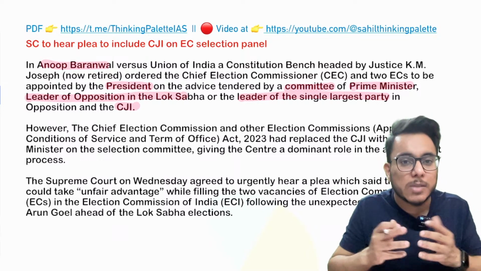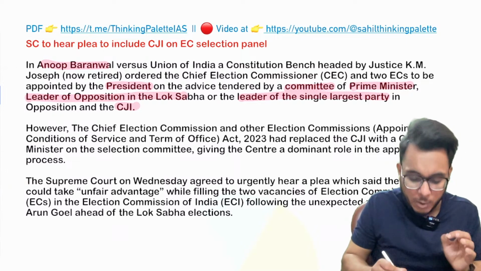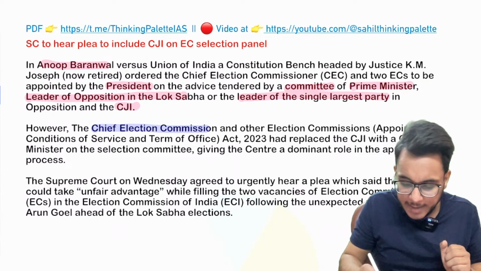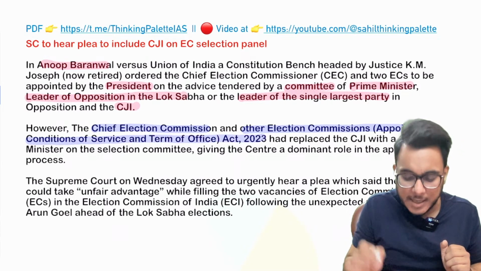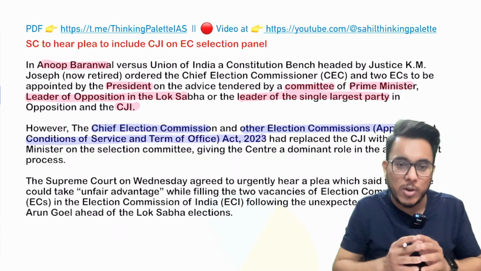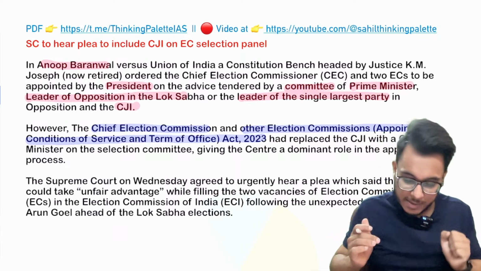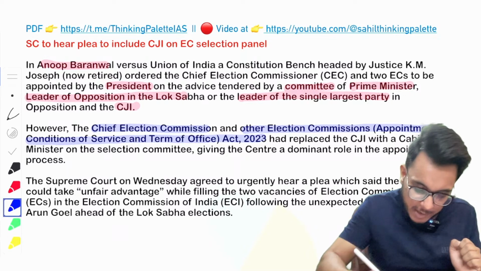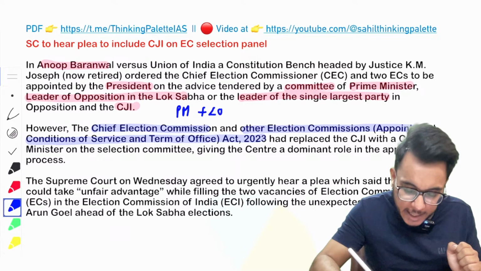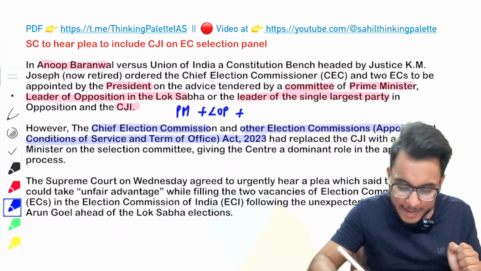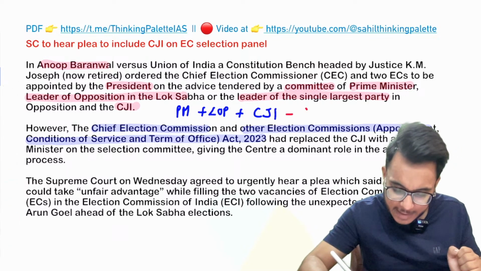Now what happened in response, Government of India came out with an act, and this particular act was Chief Election Commissioner and Other Election Commissioners (Appointment, Conditions of Service and Term of Office) Act 2023. And in this particular act, they came out with a body, and this body had some different members. So in this particular body, there will be Prime Minister, there will be leader of opposition, but in place of CJI, who was there? There was a cabinet minister.